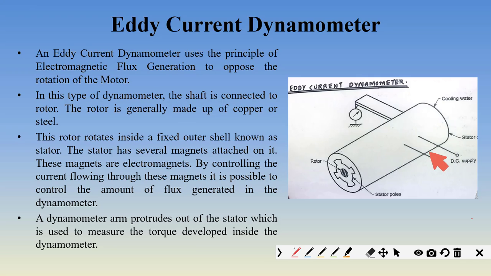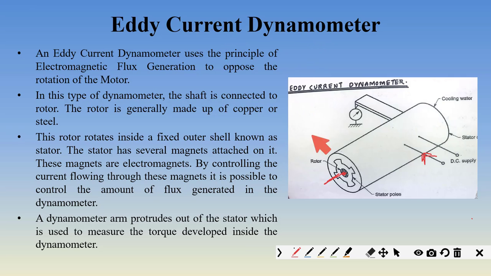The more electricity flowing into the electromagnet, the more the strength of the electromagnet. The more the strength of the electromagnet, the more reverse magnetic field it develops, and the more force is applied on this central shaft. Thus, by controlling the current flowing through the outer electromagnets, we can control the force applied onto this central shaft. And this is how we load the engine in an eddy current dynamometer.